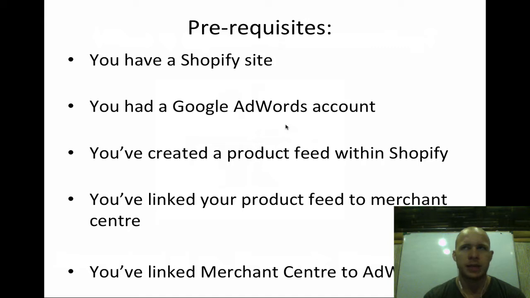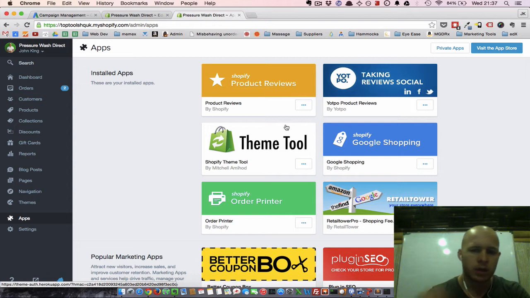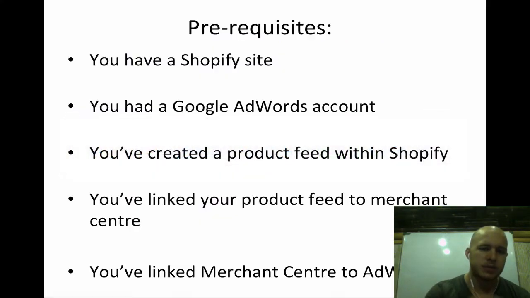So before we begin, there's a couple of things you need to have set up already. You need to have your Shopify store, your AdWords account, and you need to create a product feed within Shopify. There are two main apps, I would say, within Shopify to do this: the Shopify Google Shopping app, and Retail Tower. We're going to cover how to do this using both of them. And then you need to have linked your product feed to Merchant Center, and then linked Merchant Center to AdWords. So if you've already set up a Google Shopping campaign, then you have already done all of this, and you're good to go.